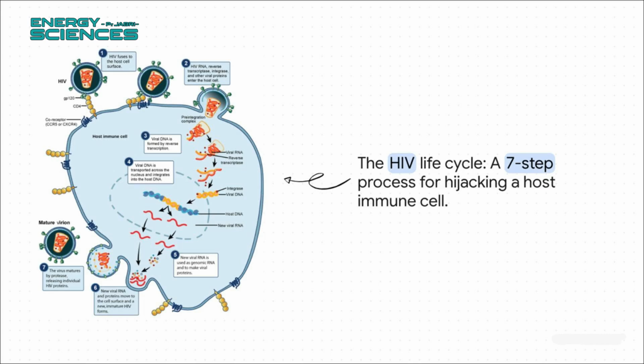And don't think for a second that their methods are simple. This isn't just a smash and grab. It is a masterpiece of parasitic engineering. I mean, just look at the life cycle of HIV. It's this intricate 7-step dance for taking over an immune cell.